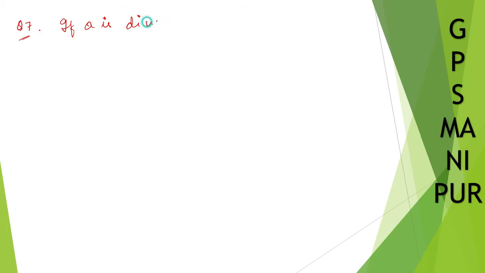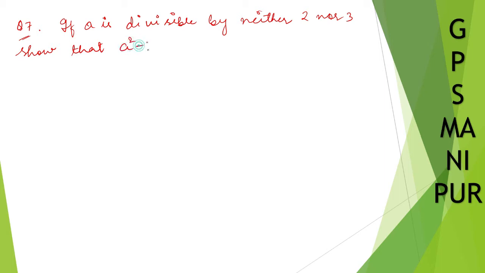if A is divisible by neither 2 nor 3, so that a squared minus 1 is divisible by 24. Solution.